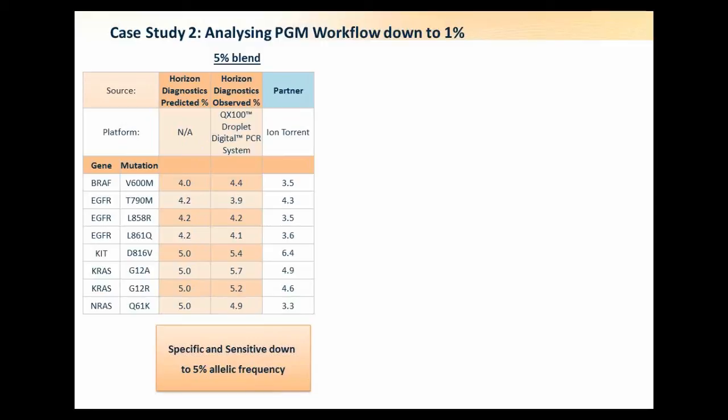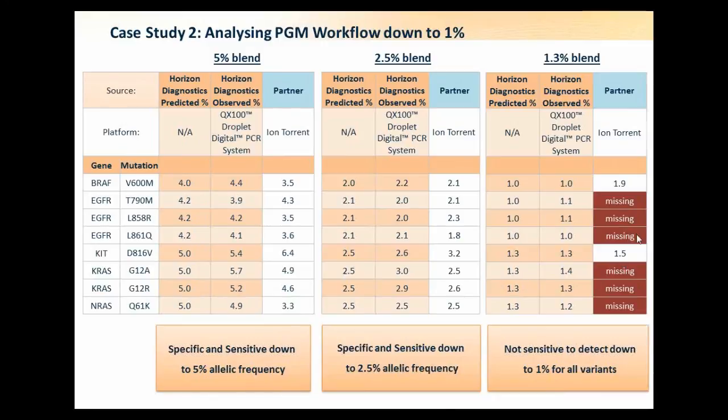Now let's continue with the 2.5% blend. You can see that the results are pretty similar. When we use the 1.3% blend, you can notice that most of the mutations are not called on the Ion Torrent platform. So that means that for this particular workflow, Ion Torrent is not sensitive enough to detect variants as low as 1%.